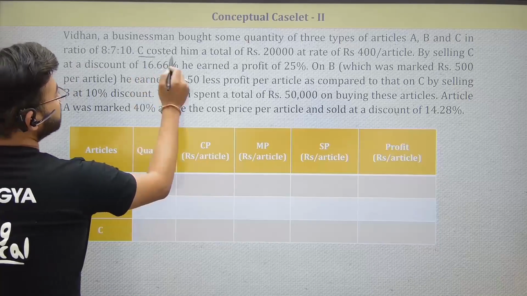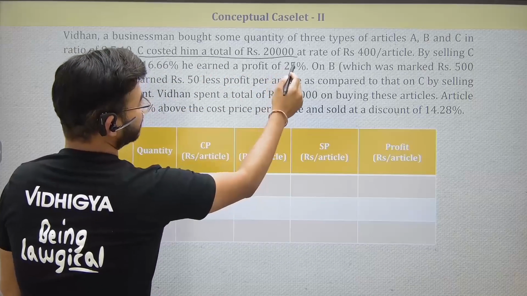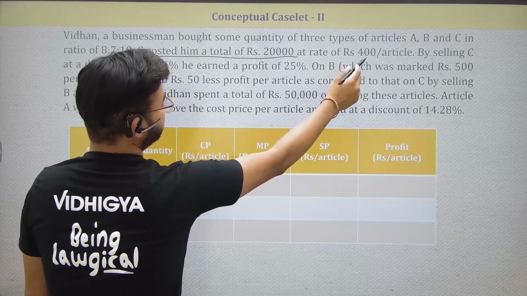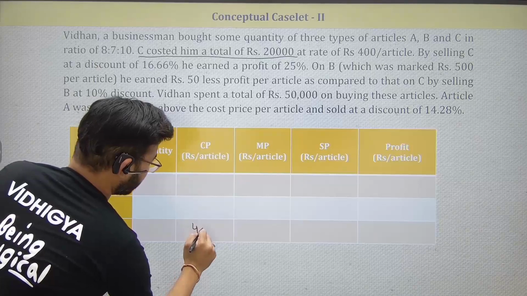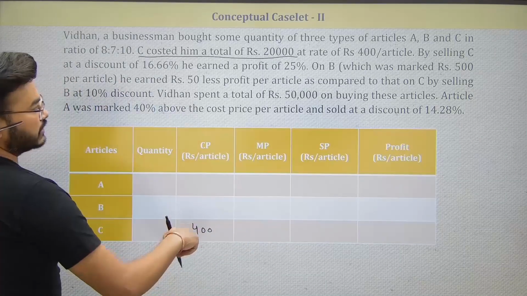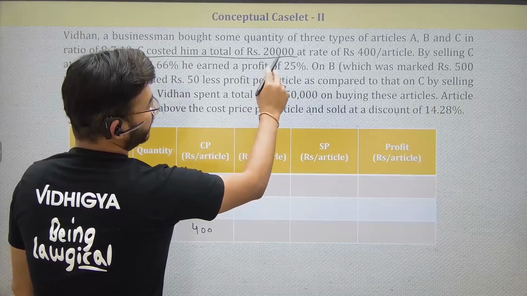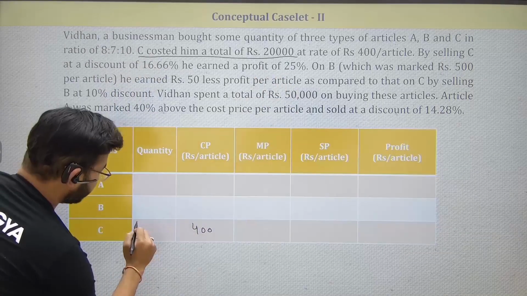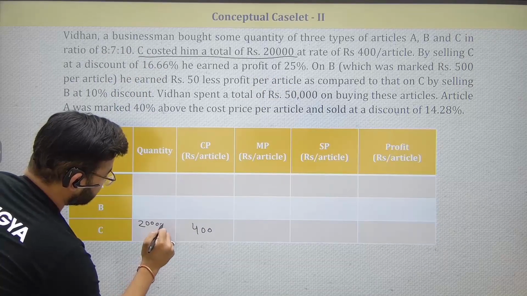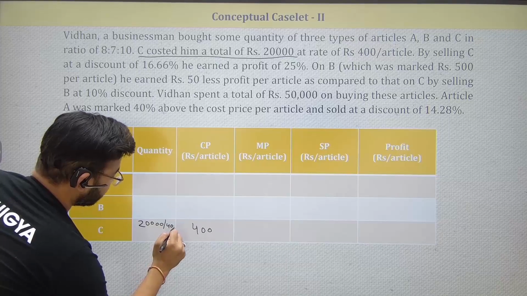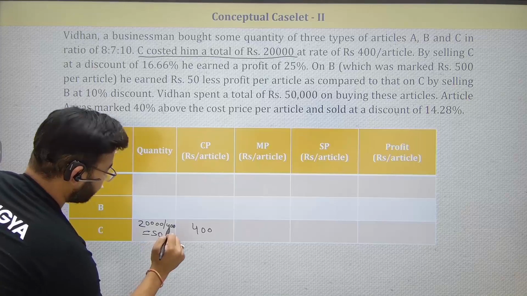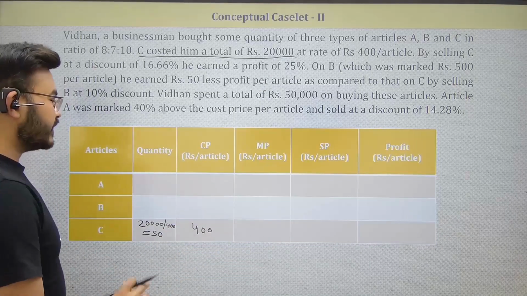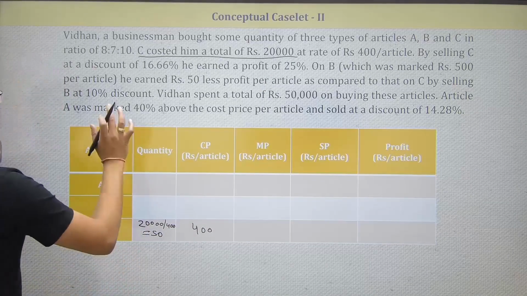Now C cost him a total of 20,000 at a rate of 400 per article. So the cost price of C is 400 per article and the total cost was 20,000. So the quantity will be 20,000 divided by 400. So that will be equal to 50. So 50 quantity of C was bought.